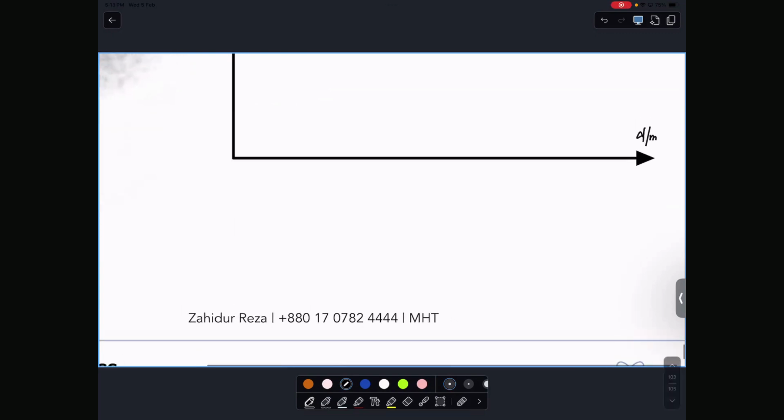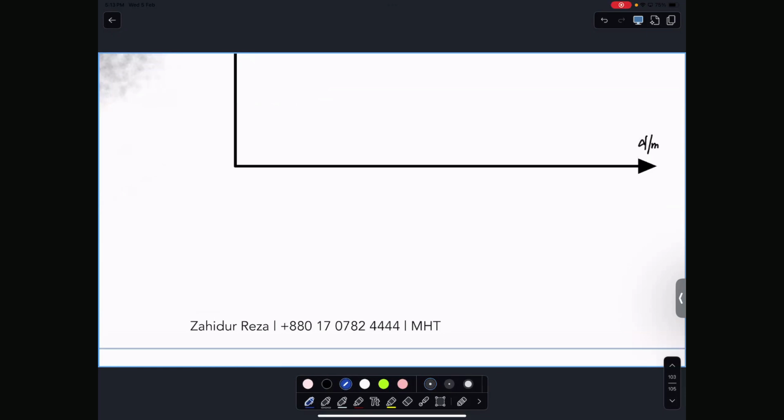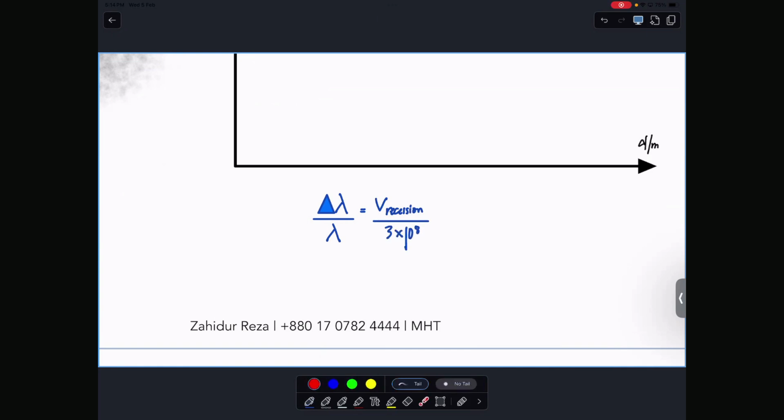And how do you find the velocity of a galaxy moving away? Doppler shift is used for it. So there's a formula out there which is change in lambda, the amount your wavelength changes due to the Doppler effect, divided by lambda, is equal to the speed of your galaxy, the recession velocity, divided by the speed of light. In this formula, lambda represents the wavelength you're supposed to see from a star, which is hydrogen red color, and this is the shift in wavelength.